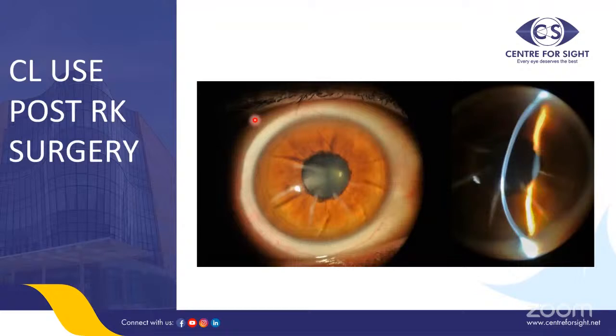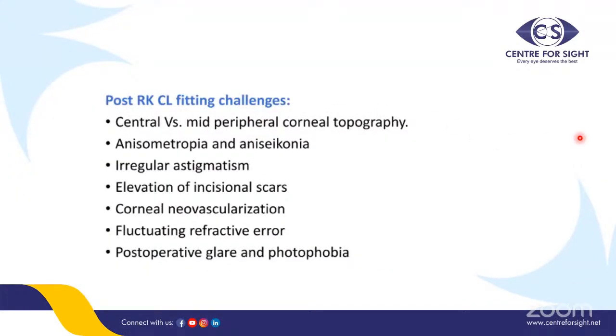Another use of contact lenses is post-RK surgery. RK surgeries are incisional surgeries that are not done anymore. However, contact lenses may be used for visual rehabilitation post-RK surgeries. So, post-RK, there are a few fitting challenges for contact lenses. For example, the topography may show a vast difference between the central and mid-peripheral cornea. There is also anisometropia, aniseikonia. There may be irregular astigmatism. There may be elevation of incisional scars along with corneal neovascularization in those scars.